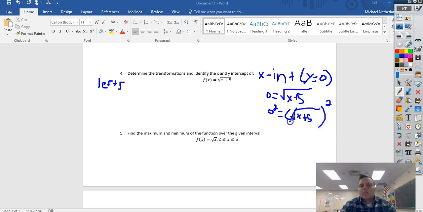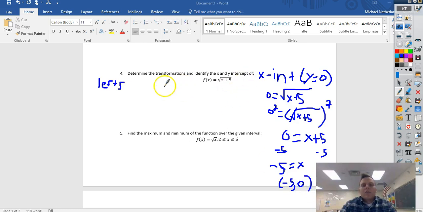Alright, square root and square cancel each other out. 0 squared is just 0, so I get 0 is equal to x plus 5. So then, to finish solving, you just subtract 5 on both sides, and you get negative 5 is equal to x. Therefore, the x-intercept is the point, sorry, not 0, I would lead with the x, not the y, is negative 5, comma, 0.